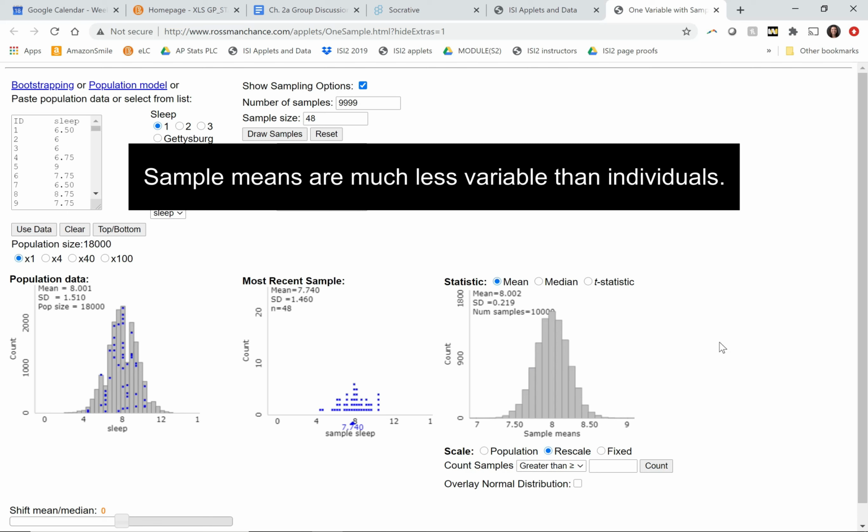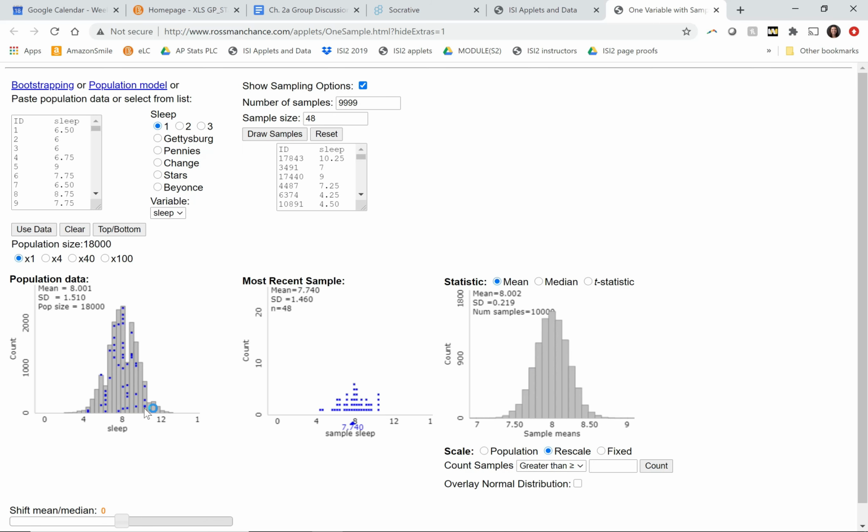So it really comes down to remembering that these are sample means. Means are going to be a lot less variable than individuals. Because if we look at the population, there are some people that are getting only 4 hours of sleep or getting 12 hours of sleep. But think about what would have to happen to get a sample mean of 4. You would have to take a random sample, right, 48 dots from this population, and they would all have to be in this tiny area down here at the bottom, right?